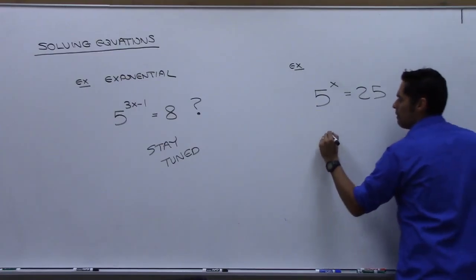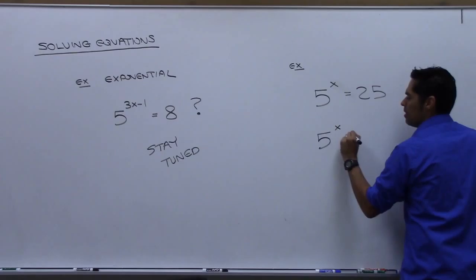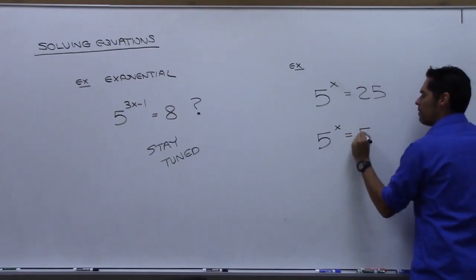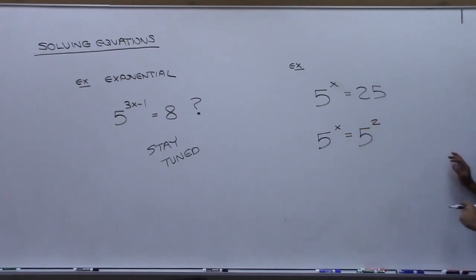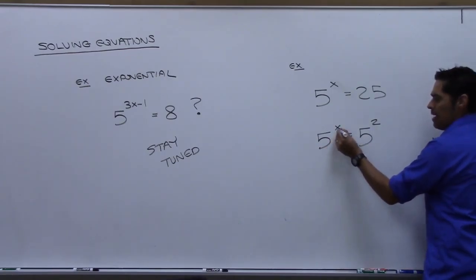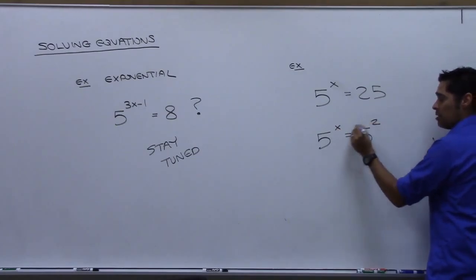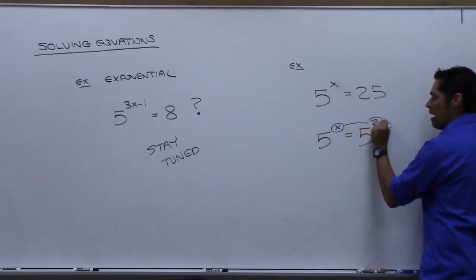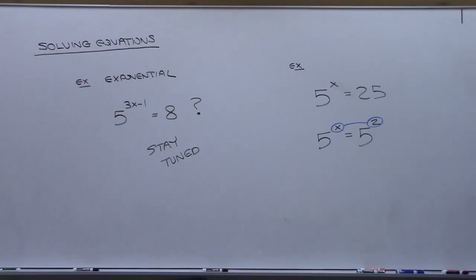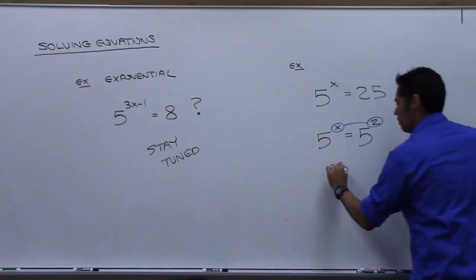But let me show you something. I could rewrite this 25 as 5 squared, couldn't I? And then, if this to the x has to be equal to the same thing to the 2, that means these two have to match, don't they? So that tells you that x is 2.